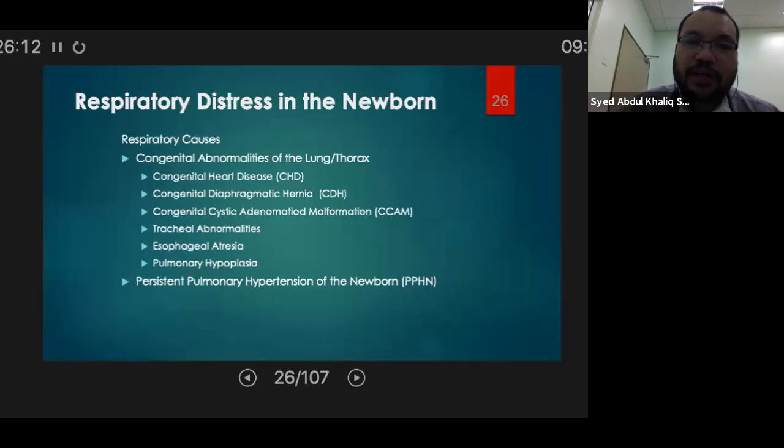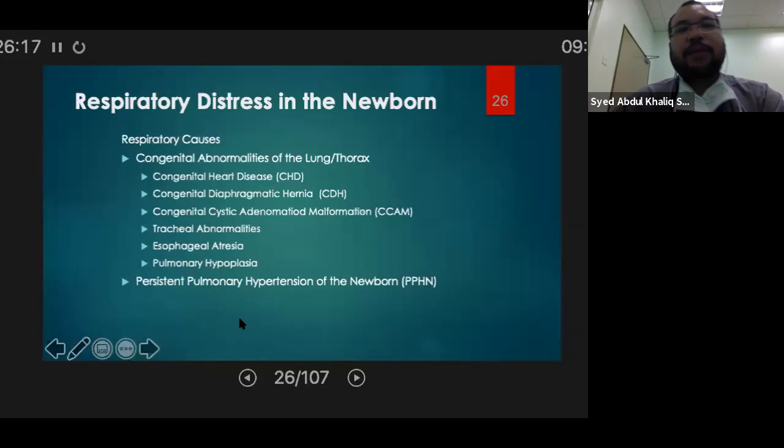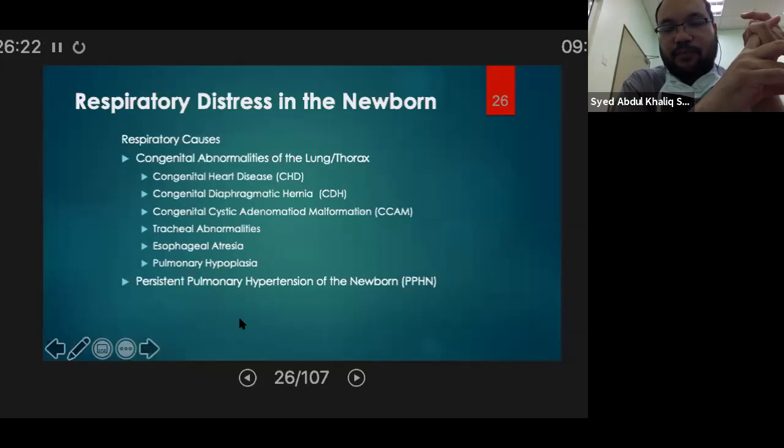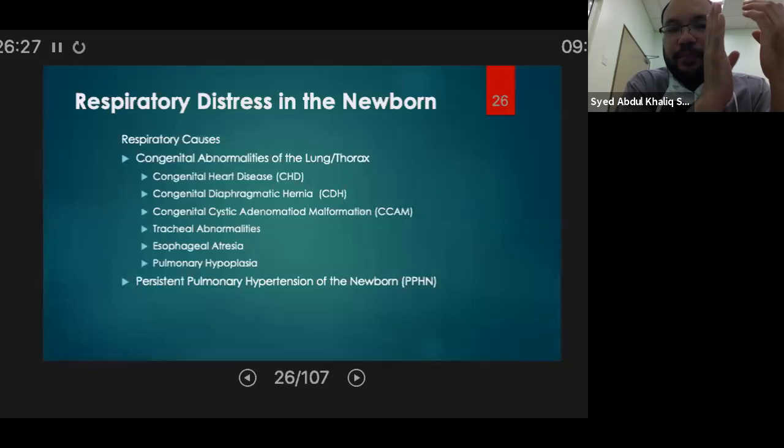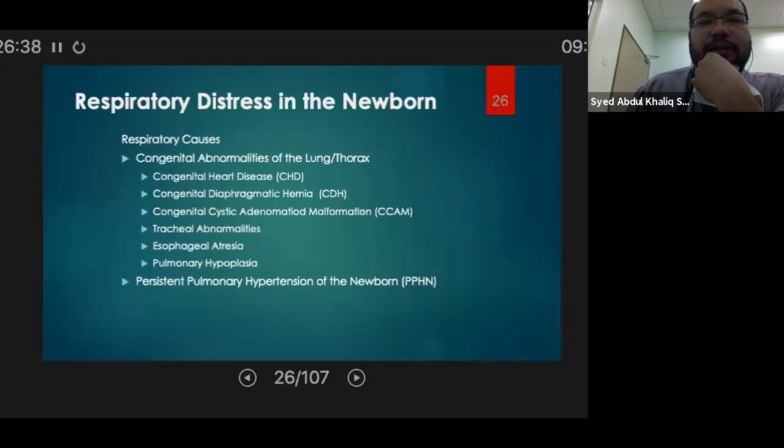Very difficult to manage. What are the clues for pulmonary hypoplasia? Sometimes, those patients presenting with oligohydramnios, those mothers who have oligohydramnios. One of the problems that we should always think of is pulmonary hypoplasia. And then PPHN and pulmonary hemorrhage are among the other problems.